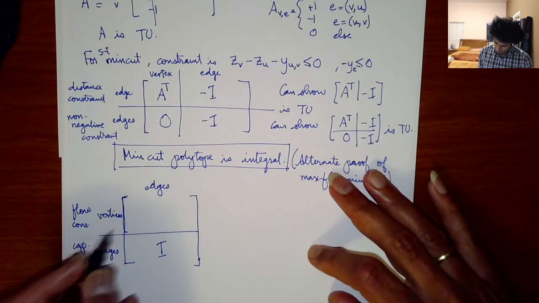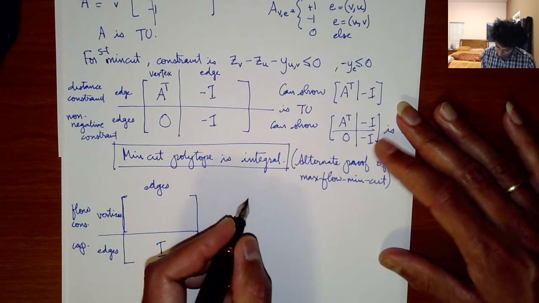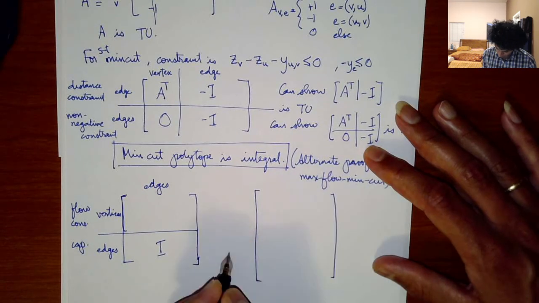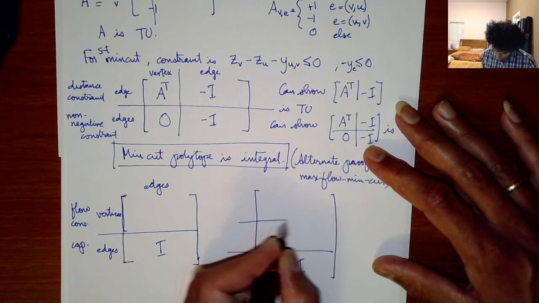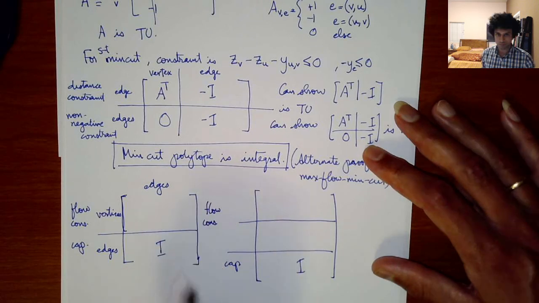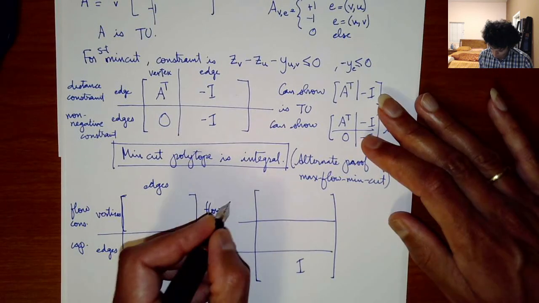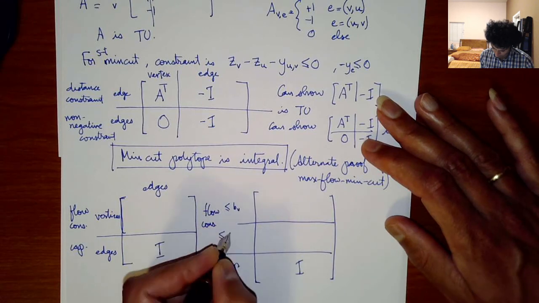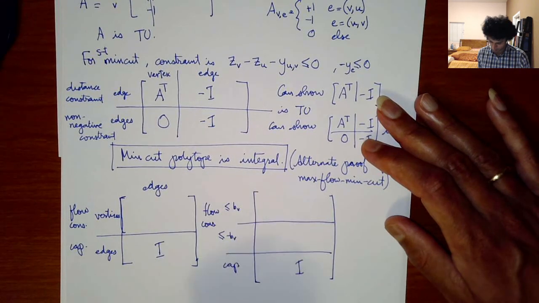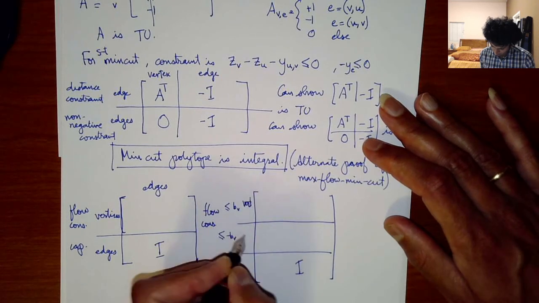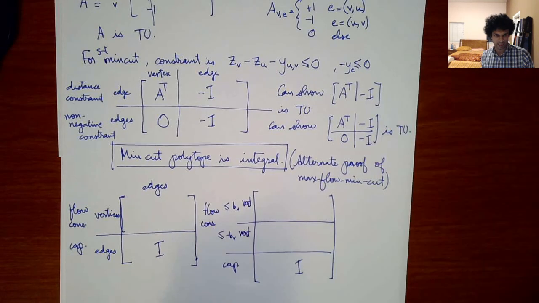And so what I technically get is a picture that looks like this. So I get capacity constraints here. This is identity. I'll get flow conservation. One is basically saying less than or equal to b_v. The other one would be less than or equal to minus b_v. And so I would get these vertices here. I have to sort of duplicate the negation of the constraint.